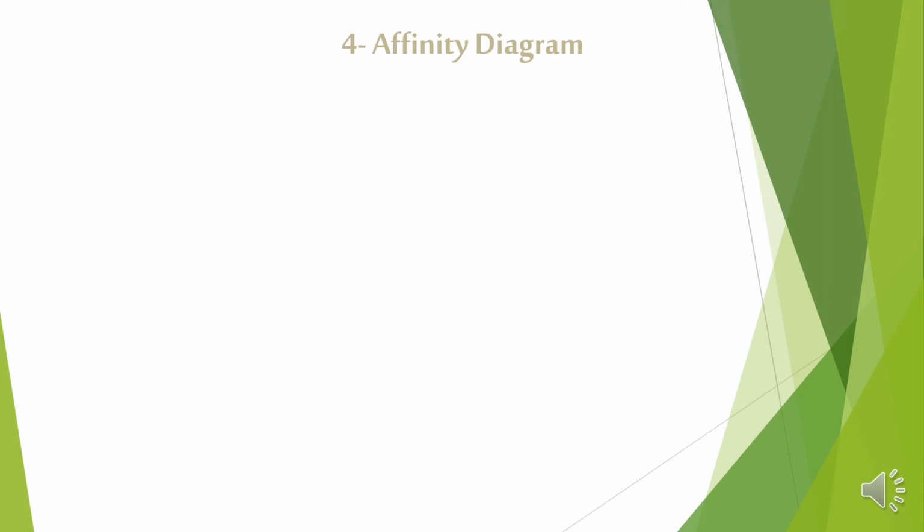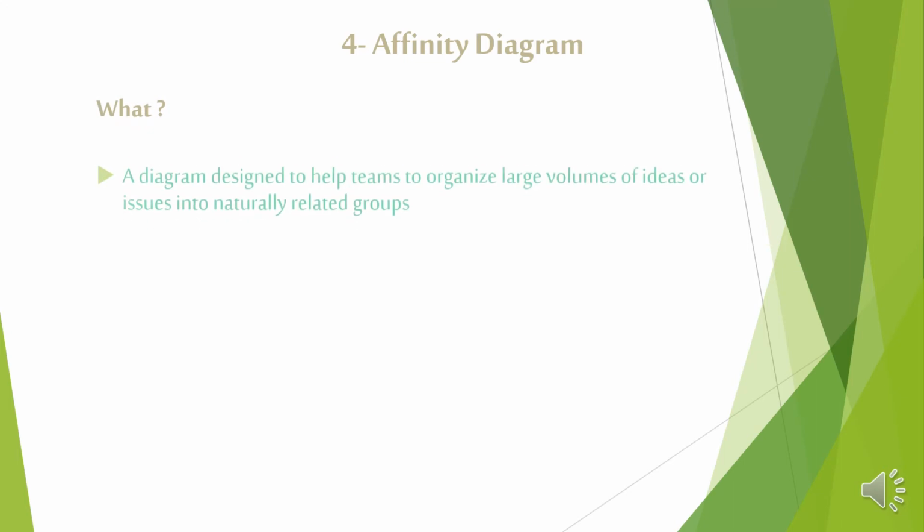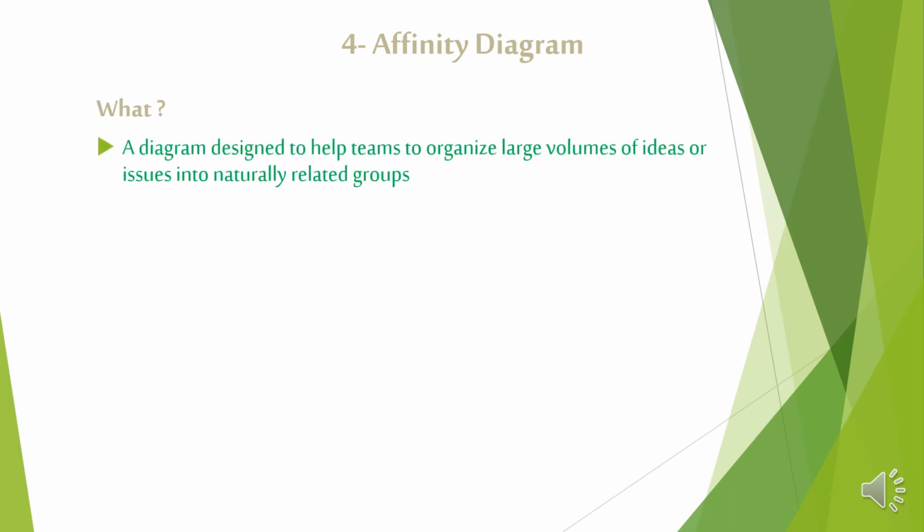Number 4, the fourth tool we will use tonight is the affinity diagram. What is an affinity diagram? A diagram designed to help a team organize a large volume of ideas or issues into naturally related groups. As we discussed before, you can use it after a brainstorming. Let's say you are discussing the problem of COVID-19 spread among staff and you have 20 ideas. All those ideas are mixed. You can use the affinity diagram to put them under main categories.